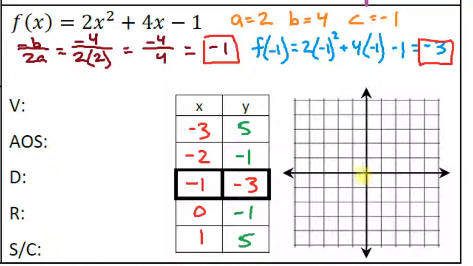Let's go ahead and plot these. Negative 1, negative 3. Negative 2, negative 1. Negative 3, 5. And we've got this point here, 0, negative 1, and 1, 5. That definitely looks like a parabola. Let's do our best to sketch it.